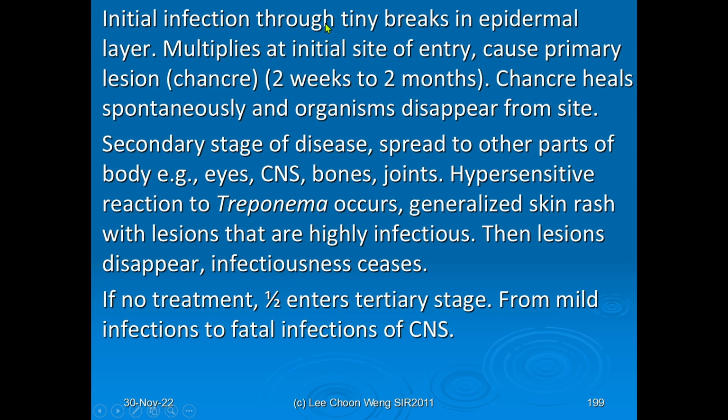So the initial infection is through tiny breaks in the epidermal layer. They will multiply at the initial site of entry and cause a primary lesion, a chancre, for about 2 weeks to 2 months. The chancre will heal spontaneously and the organisms will disappear from the site. However, the bacteria are still present and proceed on to the secondary stage of disease, where it spreads to other parts of the body, usually the area around the initial site of entry.